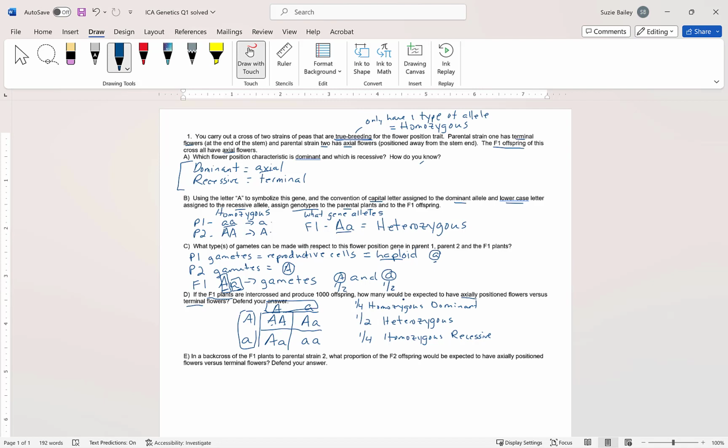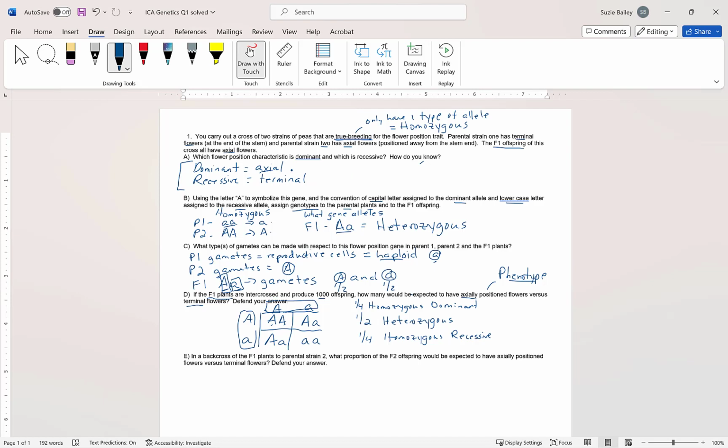But what this question is actually asking is how many of their offspring out of 1,000 would we expect to have axially positioned flowers versus terminal flowers? So this is asking about phenotype, the physical expression of the trait, not genotype. So we're not done yet, right? So what genotypes in this Punnett square will give us the requested phenotype here? So axially positioned flowers versus terminal flowers.